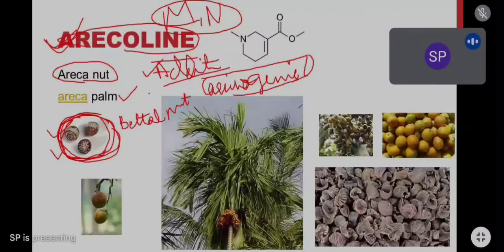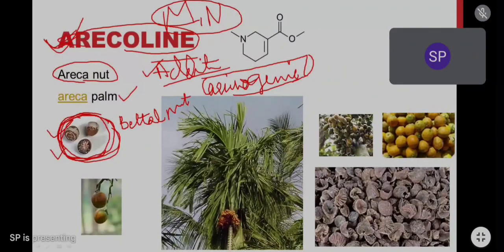So if you review some research papers, you can write one paper at the end and tell whether arecoline and areca nut really have carcinogenic property or not. How many benefits and how many disadvantages there are, you can write all those things. You can write one review paper if anybody is interested.